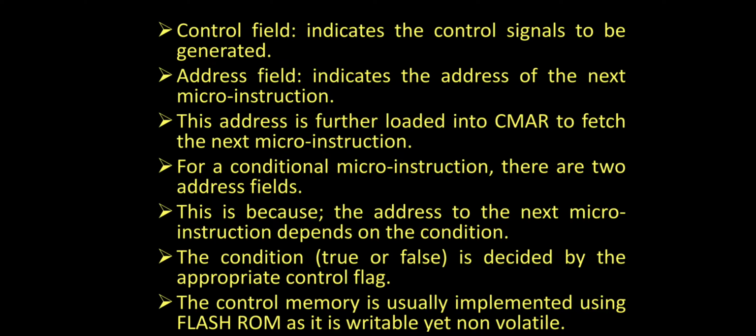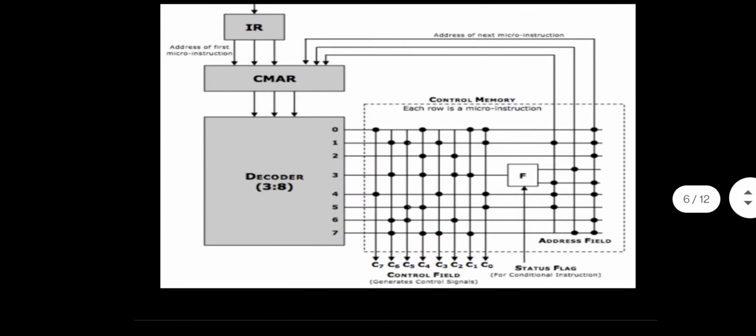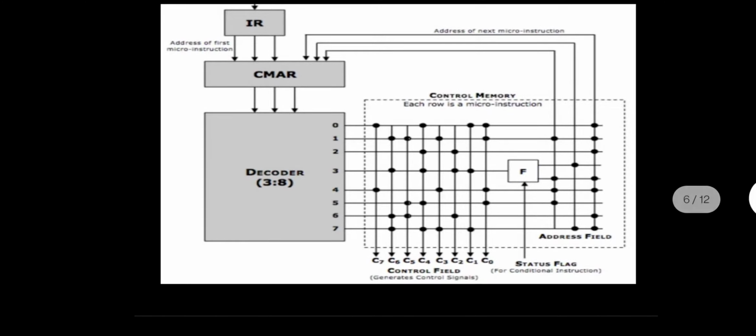For a conditional microinstruction, there are two address fields. This is because the address of the next microinstruction depends upon the conditions. Conditions like true or false are decided by the appropriate control flag. As I said about the flag, it is a multiplexer. This flag will give the value only when a control signal has arrived at the specific location.